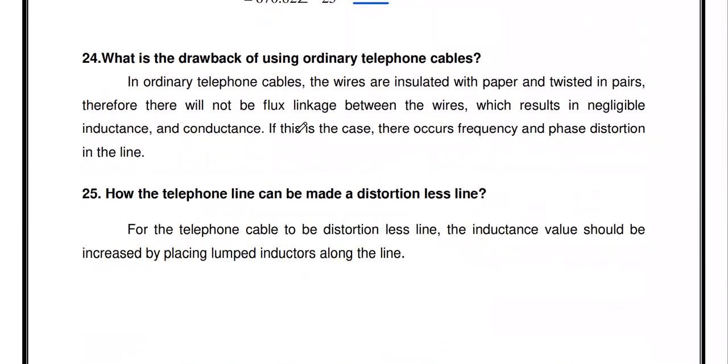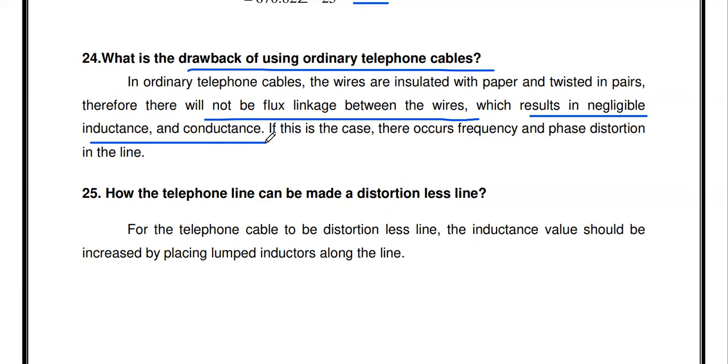Okay, and the next question: what is the drawback of using ordinary telephone cables? In an ordinary telephone cable, the wires are insulated with paper and twisted in pairs. You know that is the structure of a telephone cable. So therefore, there will not be flux linkage between the wires, which results in negligible inductance and conductance. So in this case, frequency and phase distortion may occur in the transmission line. This is the drawback: in a telephone line, we may get frequency distortion as well as phase distortion.